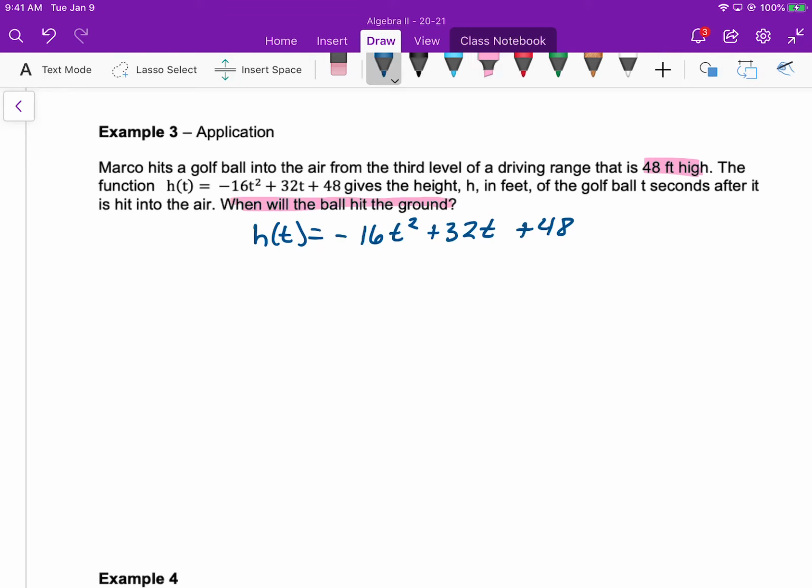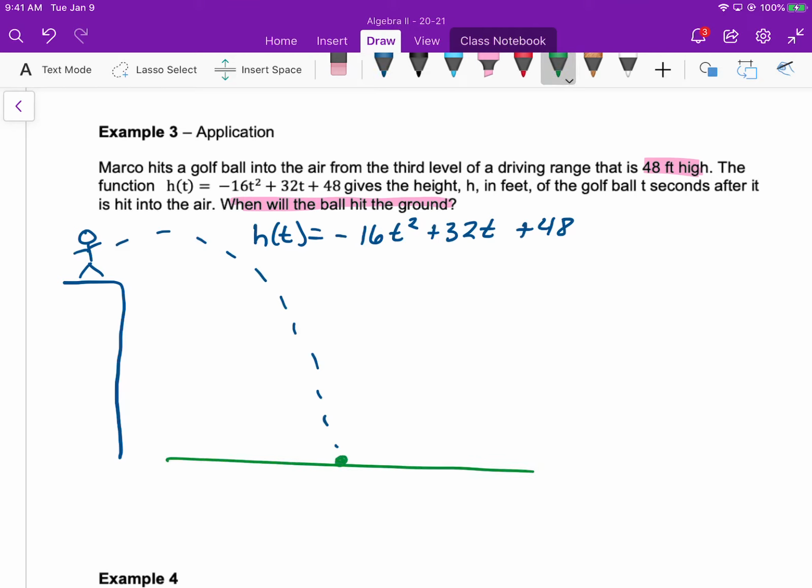Okay, so I approach application problems by sketching out something. So I'm going to sketch Marco and his golf ball. Okay, there's Marco and the golf ball. And I am looking for the time the ball is going to hit the ground. We have a parabola, and this is height in relation to time. T is time, and h of t, this is function notation, is the height at any given time. So it will give us the distance above the ground at any given time using that equation.